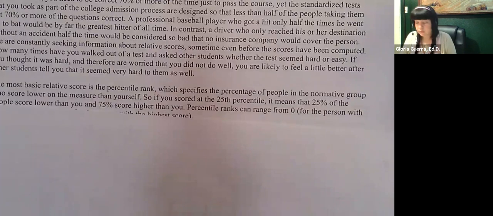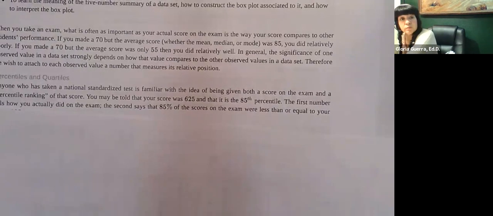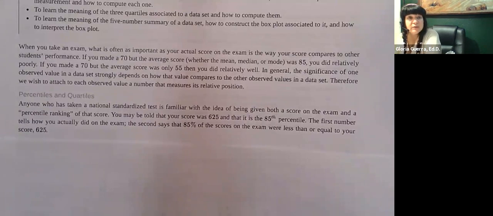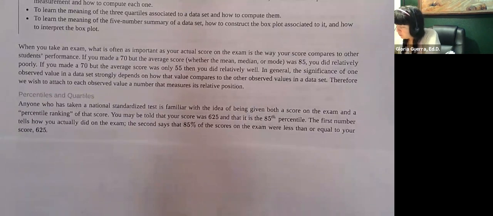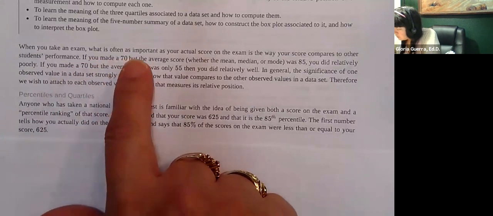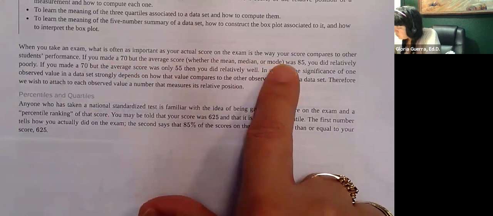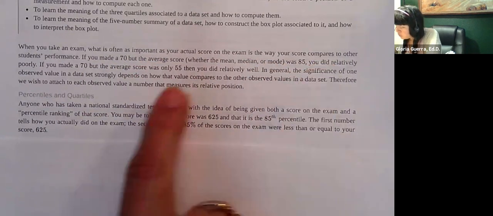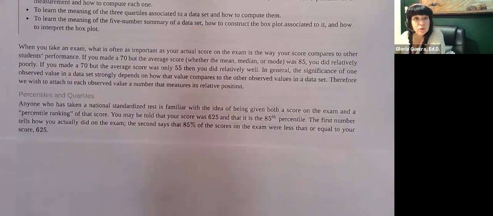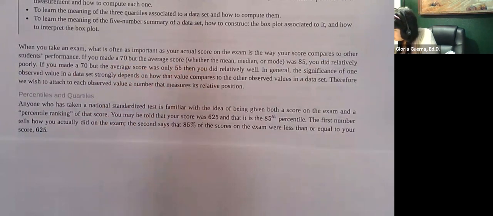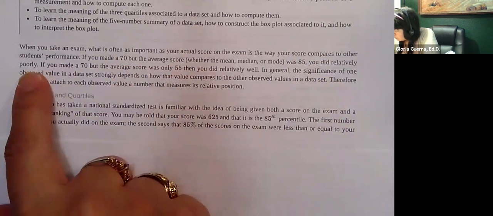The other thing I wanted to mention, here's just another good reference idea here. This says that when you take an exam, what is often as important as your actual score on the exam is the way your score compares to other students' performance. So if you made a 70, but the average score, whether the mean, the median, or the mode, was 85, you did relatively poorly.